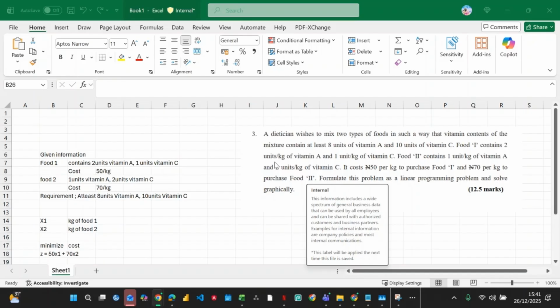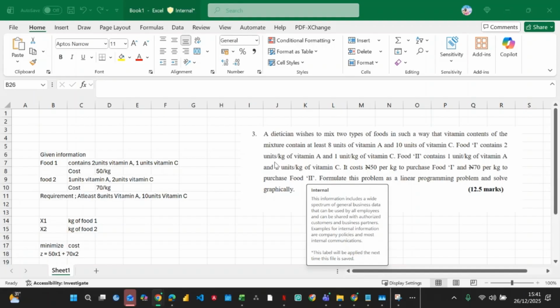So let's say we want to mix two types of food in such a way that the mixture contains at least 8 units of vitamin A. Take note of that. And then 10 units of vitamin C. So we are mixing two foods. That means we have food one and food two, right?